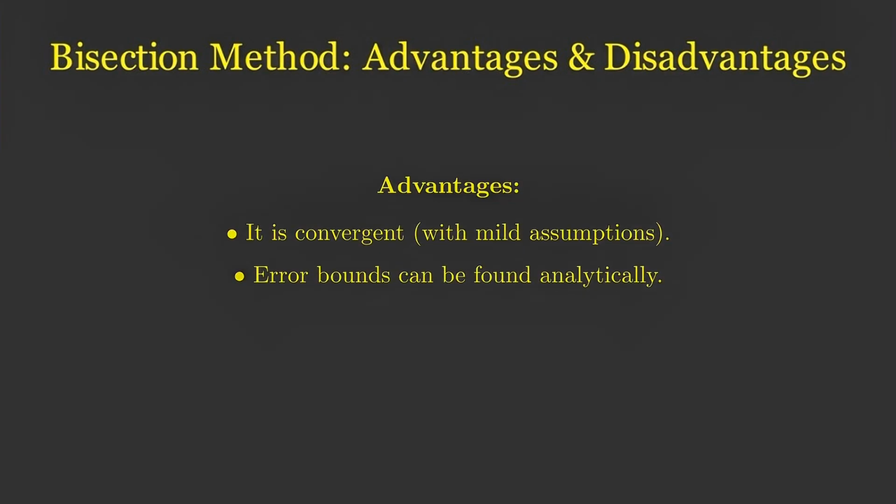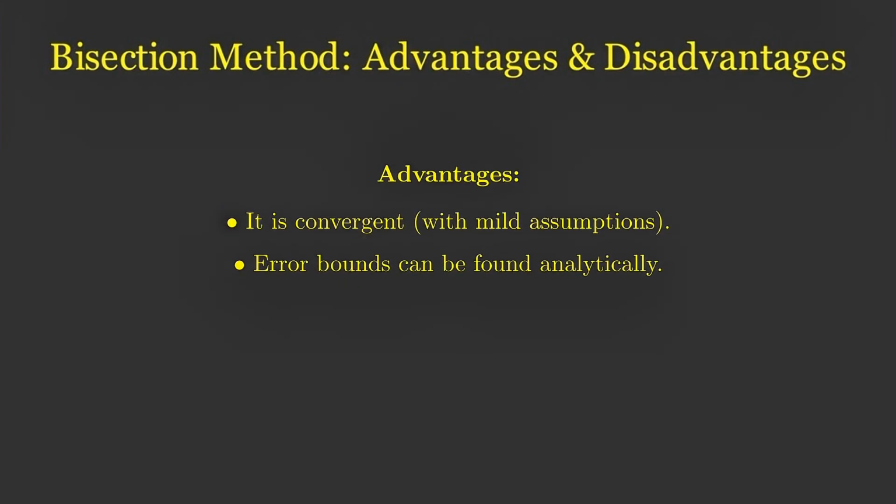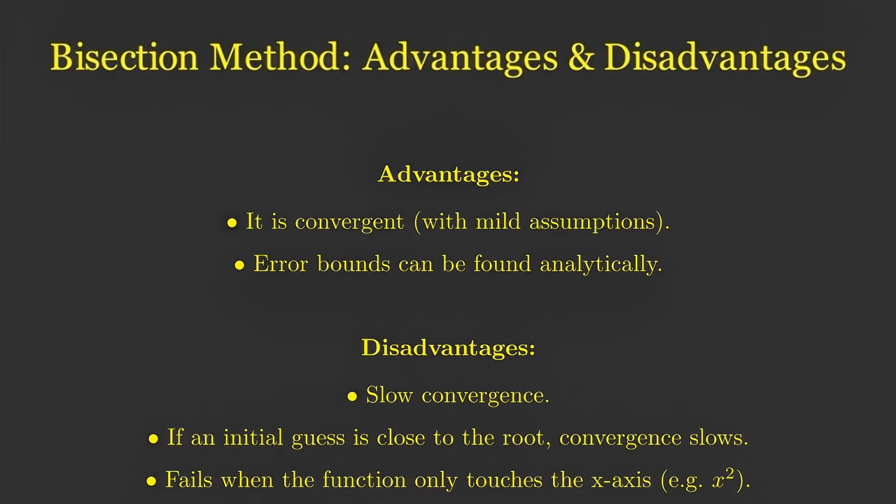The advantages of the bisection method include the fact that it is convergent with mild assumptions and error bounds can be found analytically. Disadvantages include slow convergence, especially if an initial guess is close to the root. It also fails when the function only touches the x-axis, such as with the function x squared.